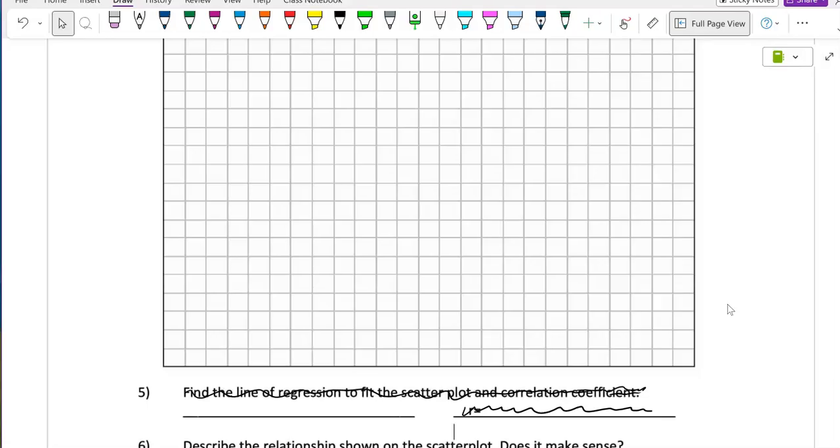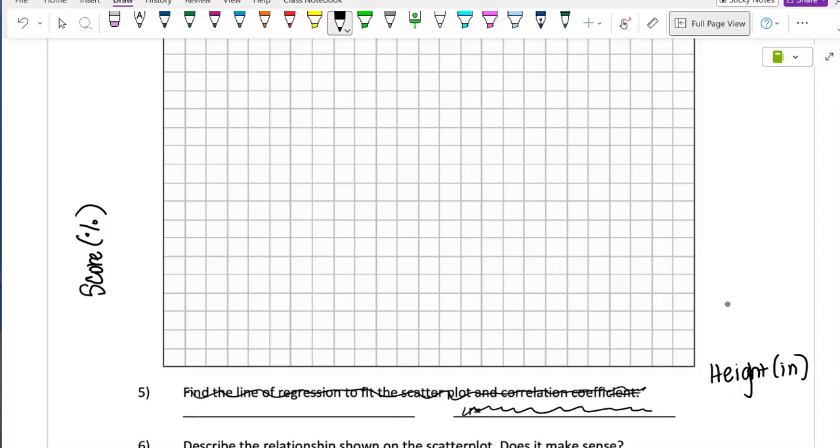Now, the top line is the height in inches, so I'm going to write my label off to the right because I want to leave room to write the numbers. So our x-axis is going to be height, and again, it's in inches, so I put inches in parentheses. And then my y-axis is going to be the score as a percentage.